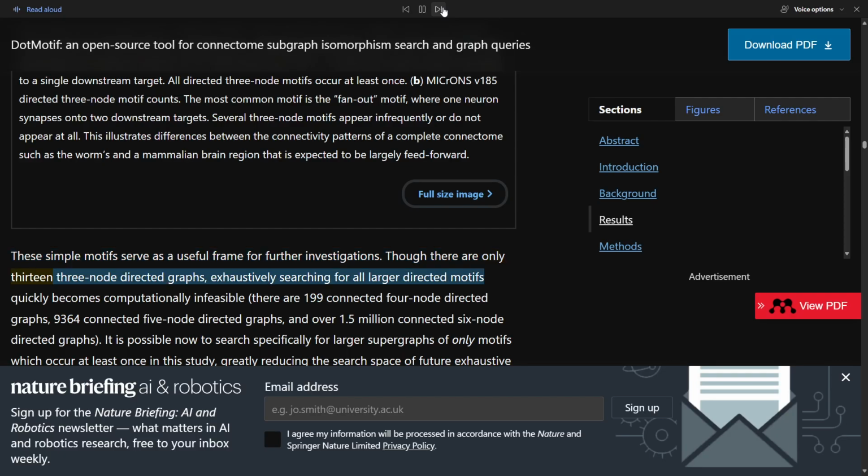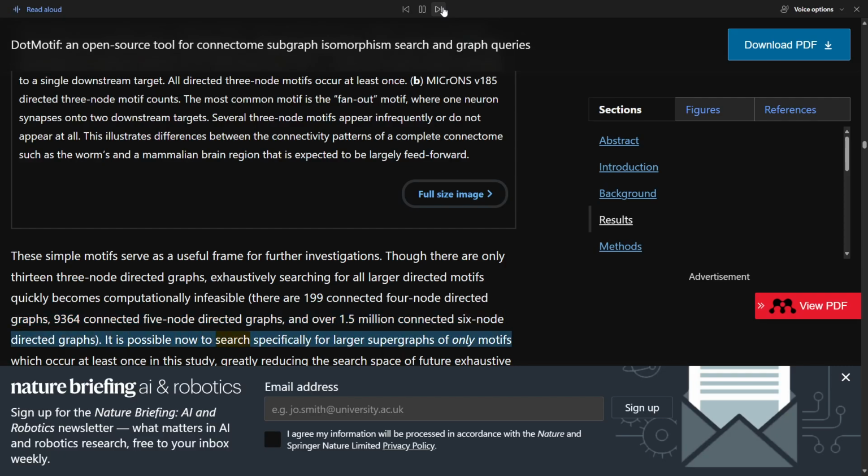Though there are only 13 3-node directed graphs, exhaustively searching for all larger directed motifs quickly becomes computationally infeasible. There are 199 connected 4-node directed graphs, 9,364 connected 5-node directed graphs, and over 1.5 million connected 6-node directed graphs.